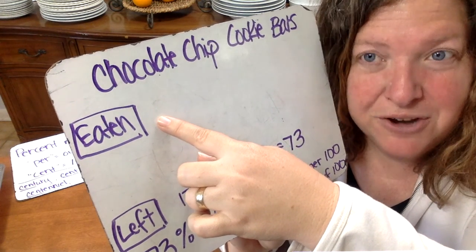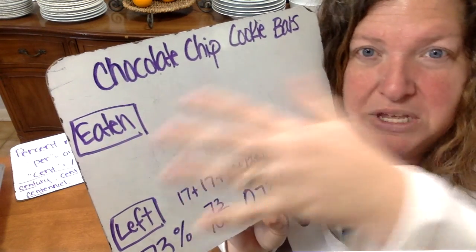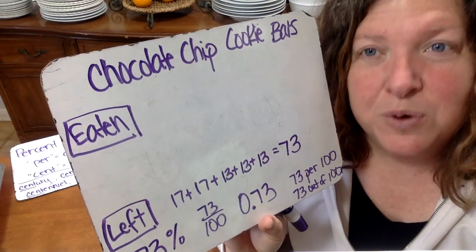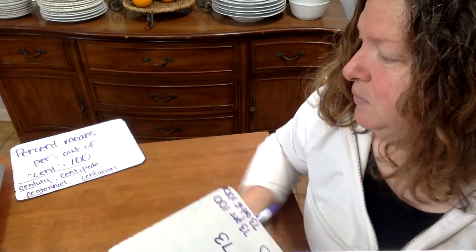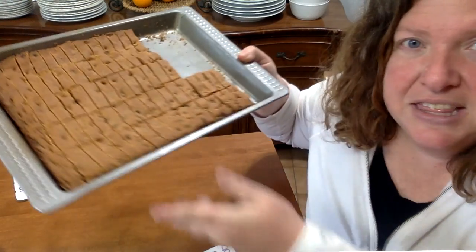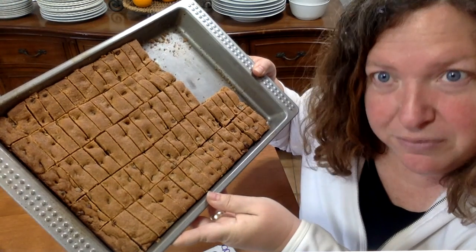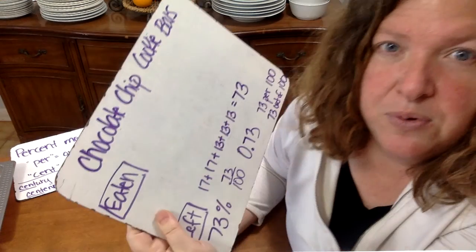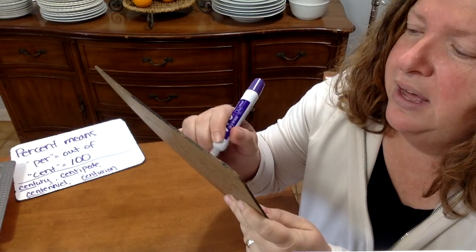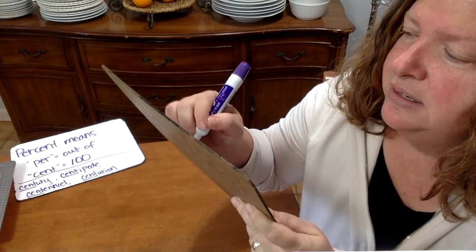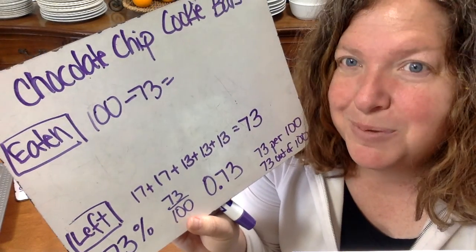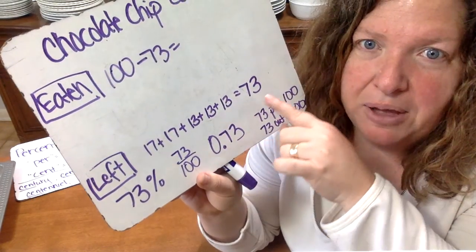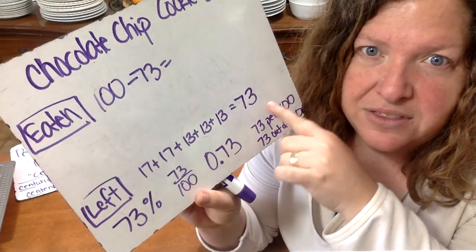Well, we have to start with 100. Remember, even though we didn't see the whole sheet of cookie bar, we know that when we're talking about percent or percentage, it starts with 100. And we know that I cut these into what would have been 100. So how are you going to figure out what's eaten? 100 minus 73.